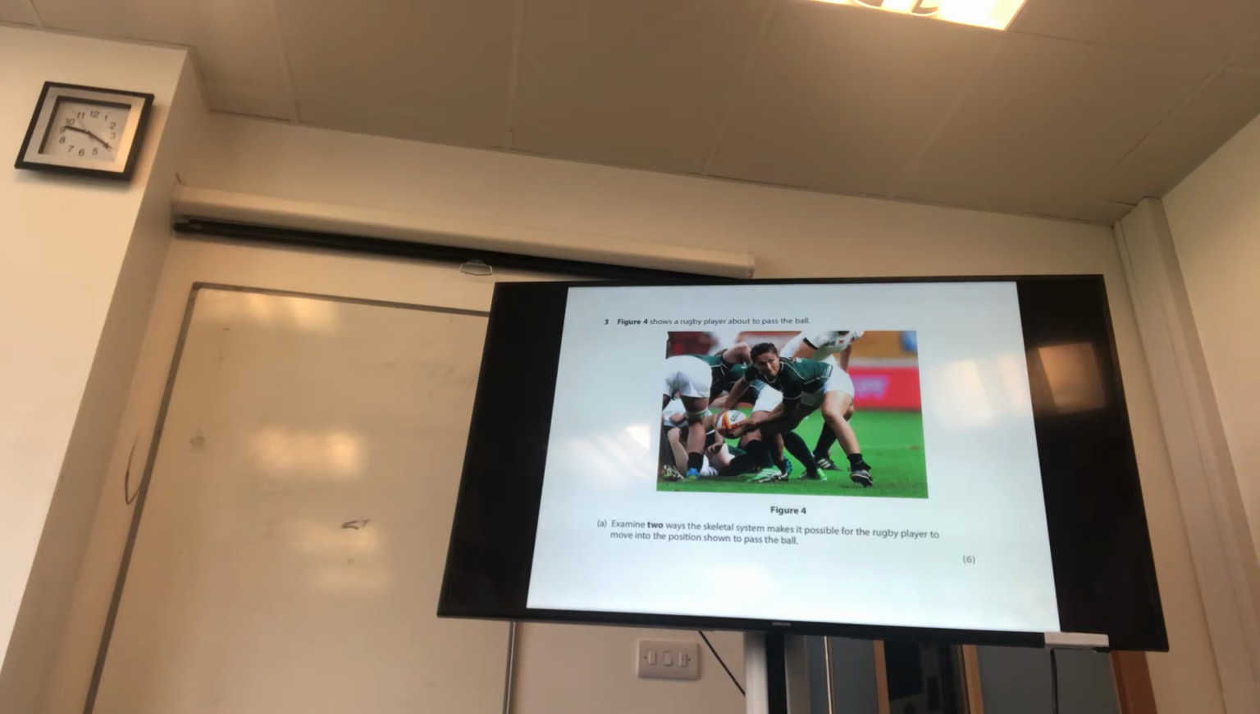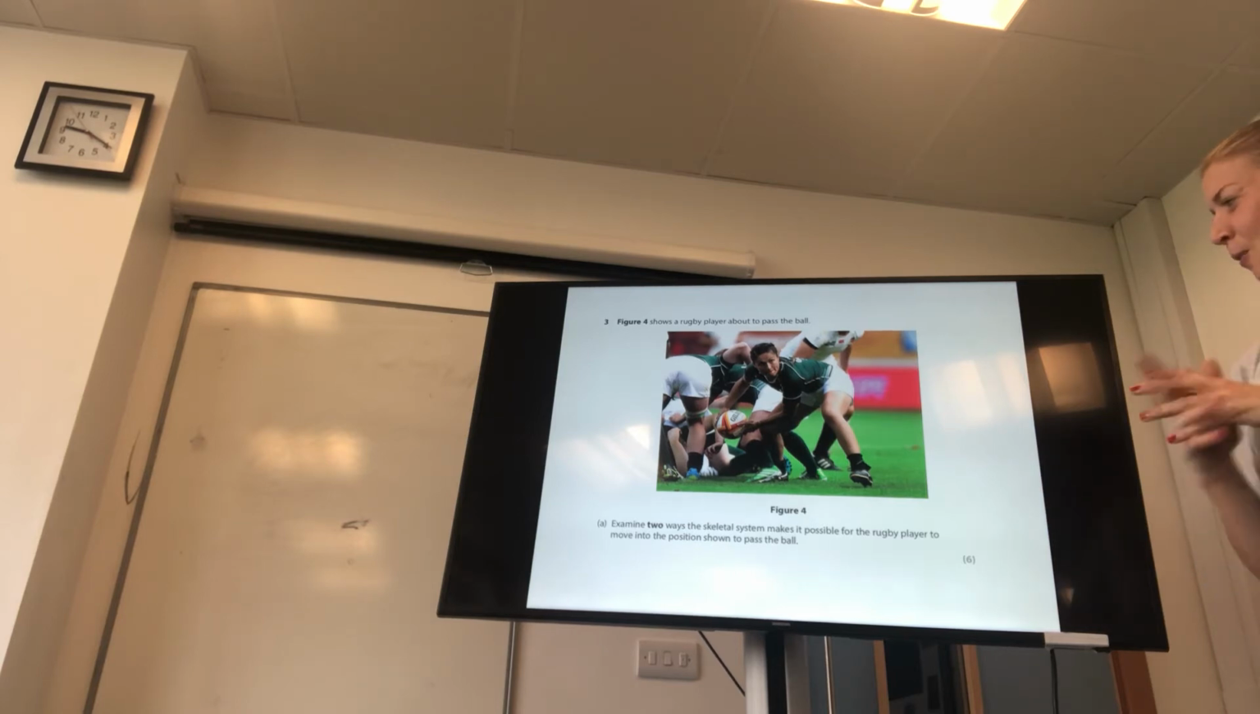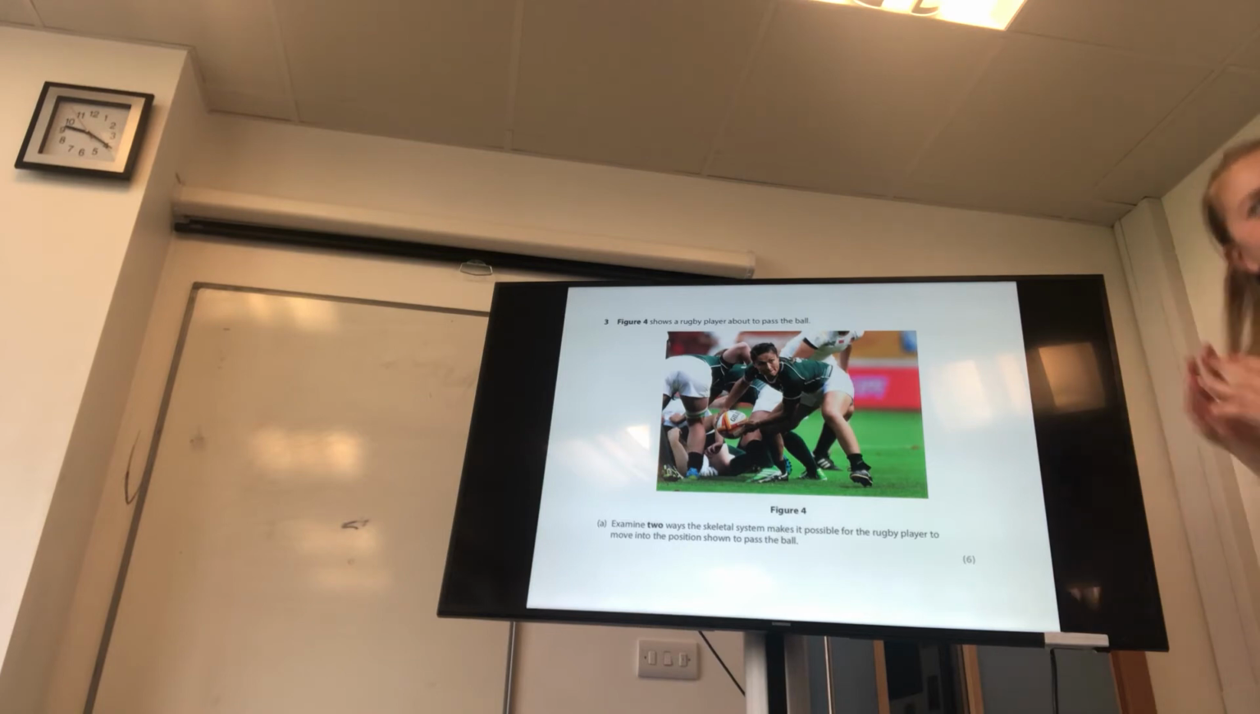I'll give you one more minute. I've got them, but I don't know why it helps. Yeah, I know which two it is. Yeah. We're talking about movement. How does it help her move into that position? By getting her body into the right place.